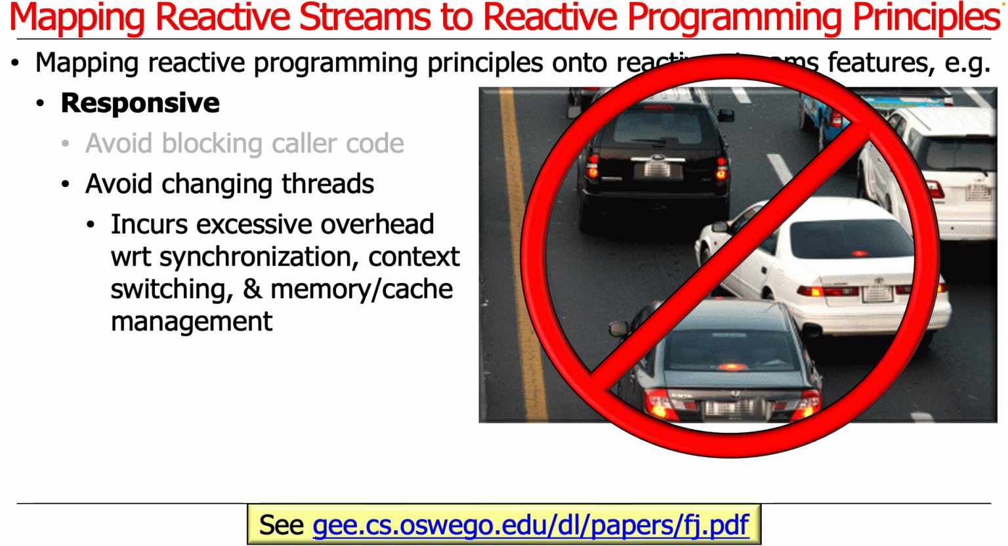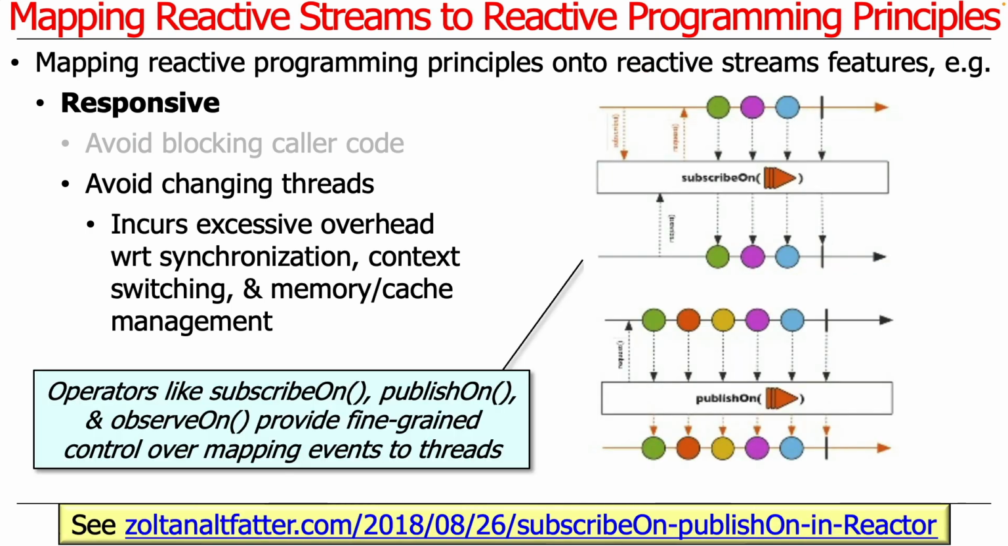Another thing to be wary of when you're trying to make your program more responsive is avoiding changing threads excessively. Because if you change threads a lot, that can incur a lot of overhead with respect to synchronization, context switching, the management of memory and caches, and so on and so forth. And it gets complicated. And that's also, needless to say, a source of bugs in concurrent programs written in more old-school, object-oriented styles.